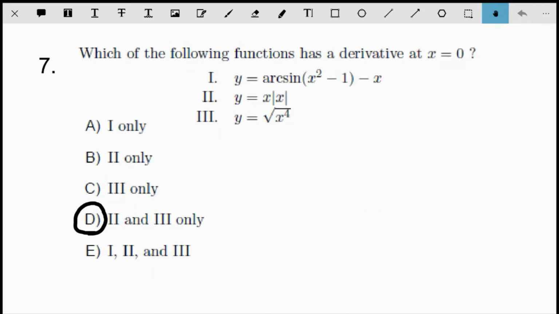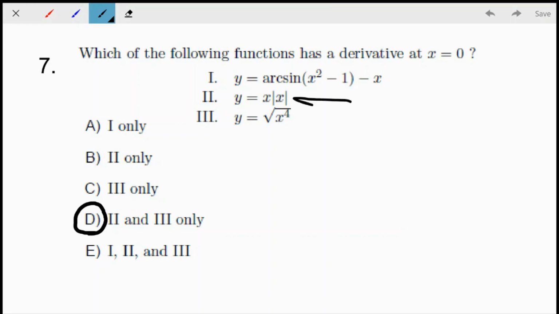And the last problem here, which of the following functions has a derivative at x is equal to 0? So if you were to go through and actually take the derivatives on all of these, you would see that for 2 and 3, they exist. Now, if you actually take the derivatives and work them out, that's kind of what you need to do.